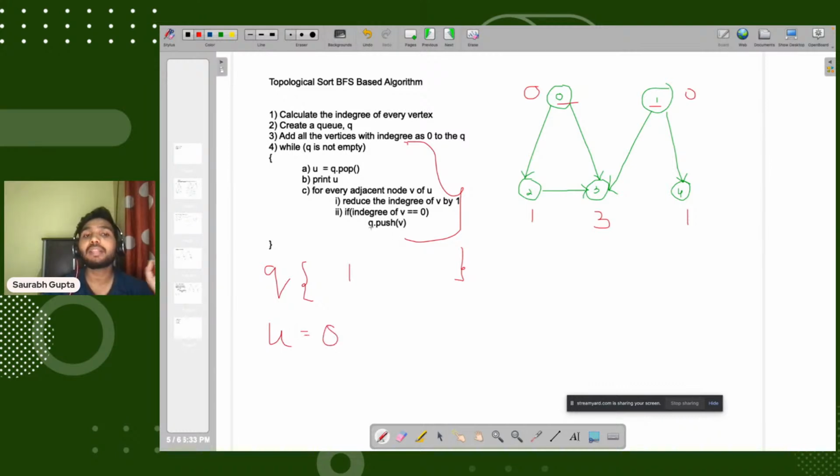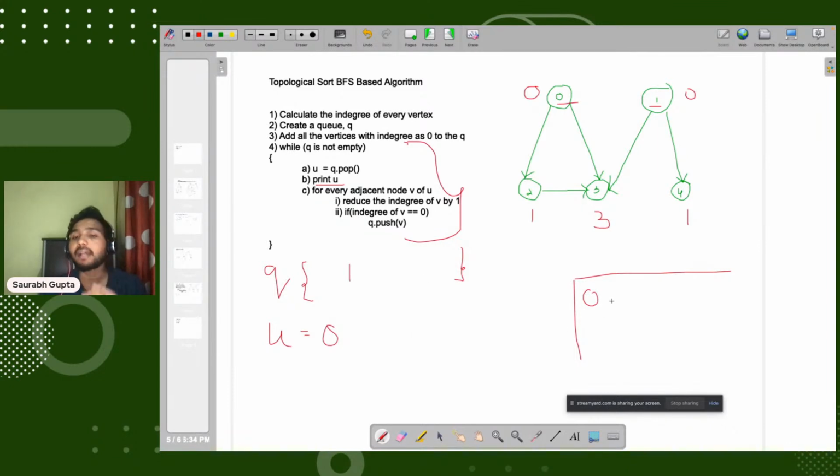Now if that particular vertex is in the queue, that means it does not contain any dependency. It has an in degree of 0. So we can write that particular vertex in our topological sort. So we will print U. If you want, you can store it into an array, do whatever you want. Currently I am printing the topological sort, so I'll consider this as my output screen. So I will print 0.